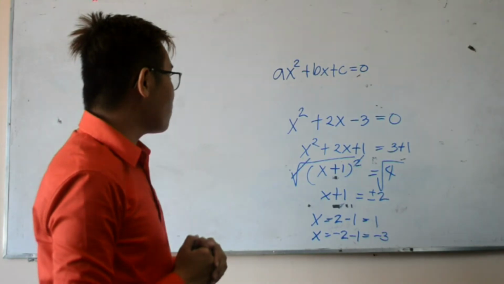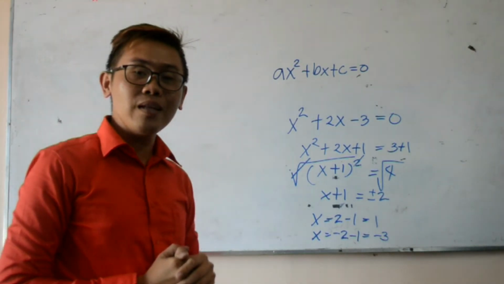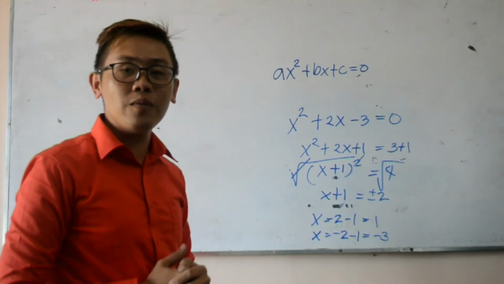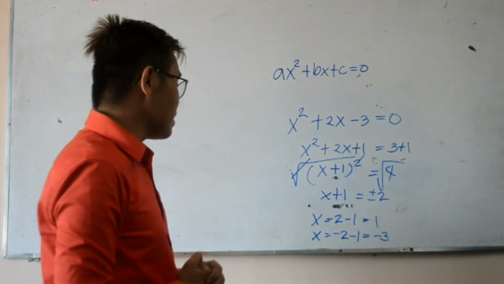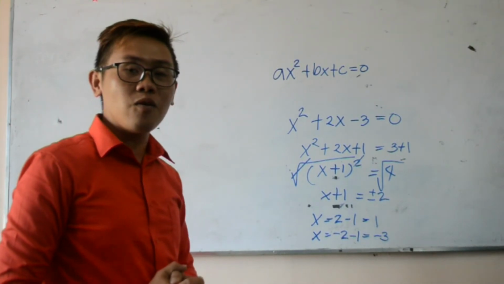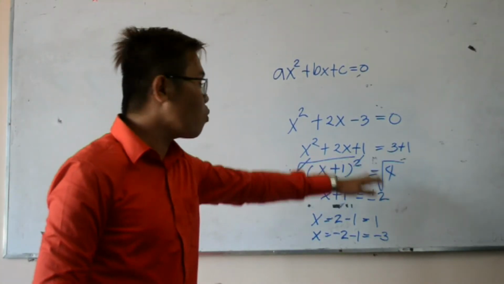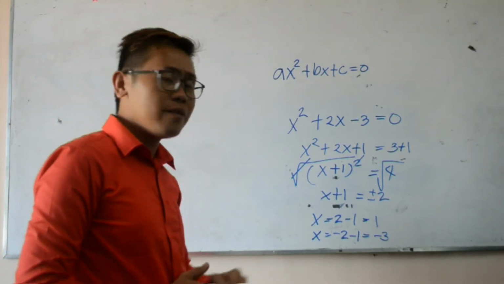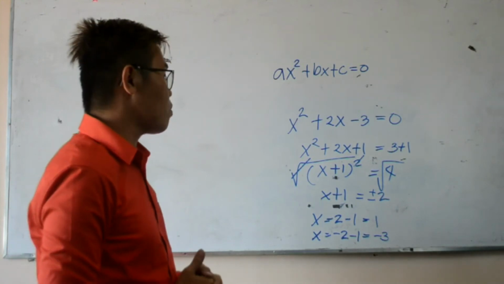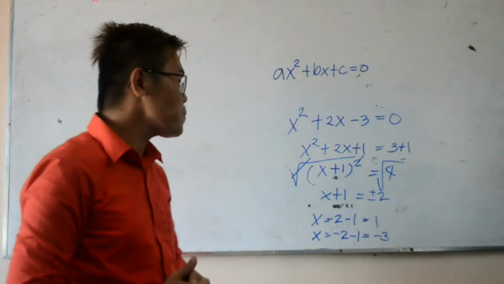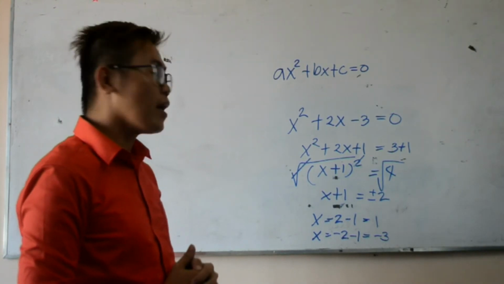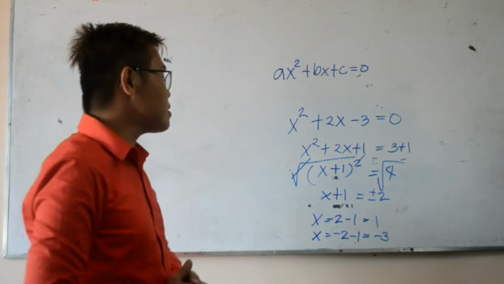Now, we find the value that we need to add to make this side of the equation a perfect square trinomial by using b squared over 4a. Substituting the values of b and a, we come up with 1. So we add 1 to both sides. So we have x squared plus 2x plus 1 is equal to 3 plus 1. Now, to simplify, we have x squared plus 2x plus 1 is equal to 4.